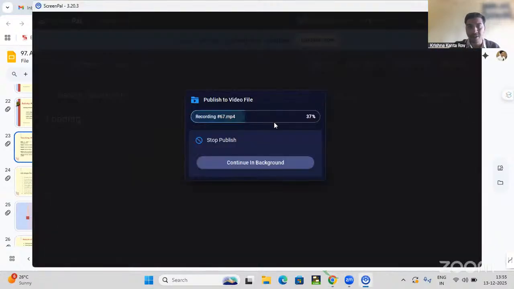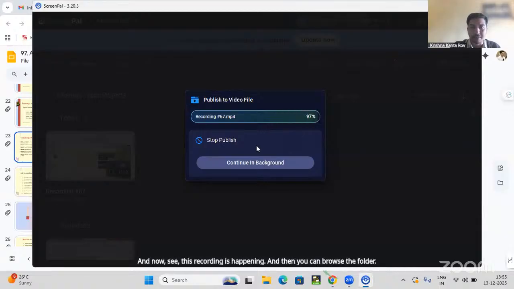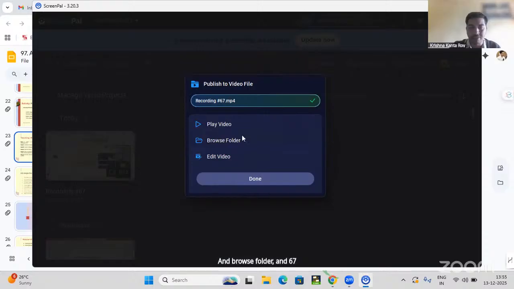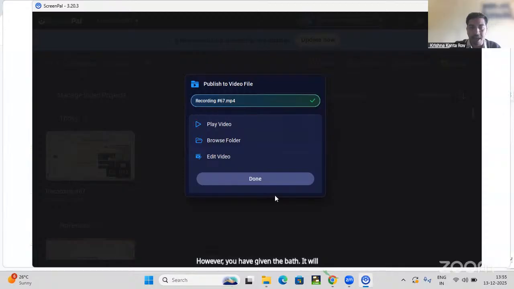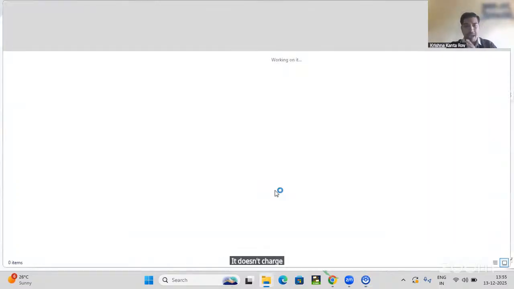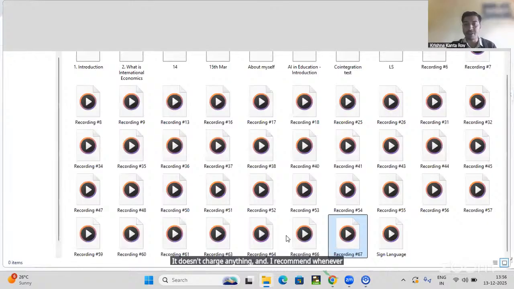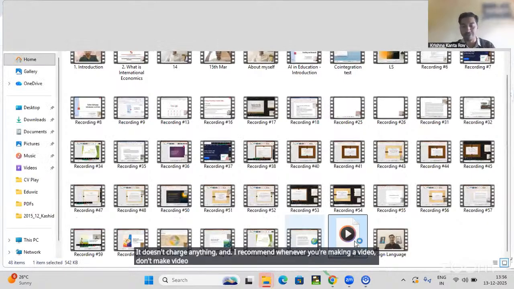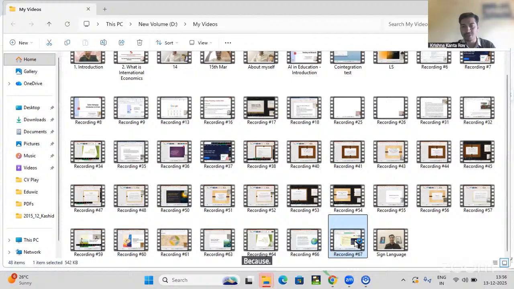And now see, this recording is happening. And then you can browse the folder and the 67 number recording will just come wherever you have given the path. I've just recorded for 10 seconds, but you can record up to 15 minutes. It doesn't charge anything. And I recommend whenever you are making a video, don't make a video more than 10 or 15 minutes. Because see, this was the audio video file which I just made, and it has just 10 seconds of recording.